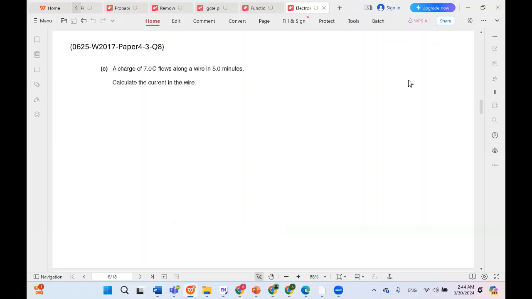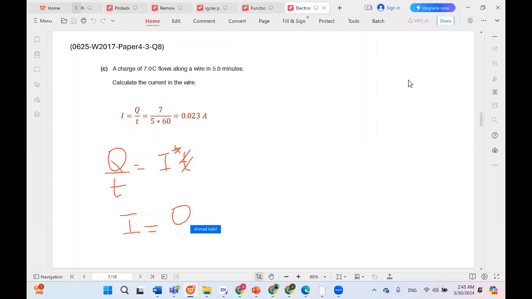A charge of 7 coulombs flows along a wire in 5 minutes. Calculate the current in the wire. Again, we begin with the equation Q equals I multiplied by T. We want to find current, so we divide here by T to get rid of the T. Now we have I alone on one side, so I equals Q over T.